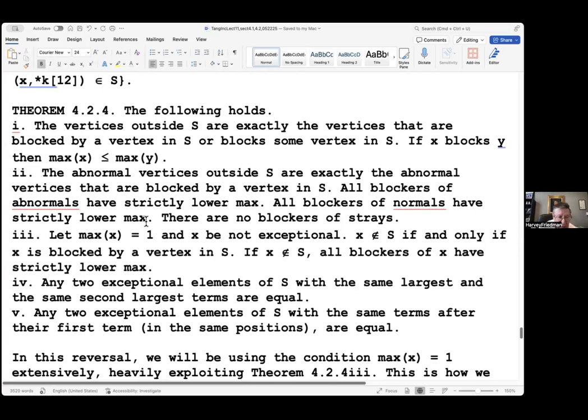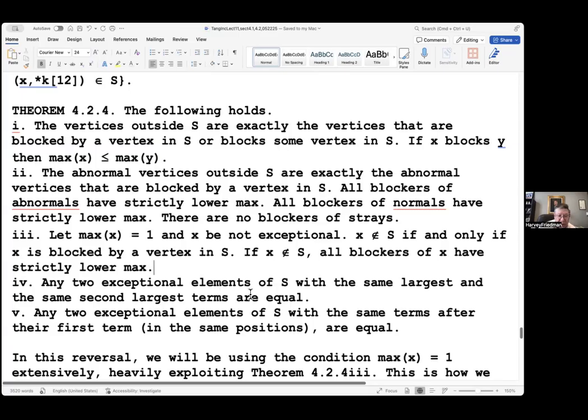Now, this is important. If max of X is 1, special things happen. And X is not exceptional, then X is not in S if and only if it's blocked by a vertex in S, because it can't block anything. If it's not exceptional, it can't block anything, because you have to raise the max in order to block something. You have to raise the max, but the max is already 1, the right endpoint. And if X is not in S, all blockers of X have strictly lower max. Yeah. Well, we talked about it before.